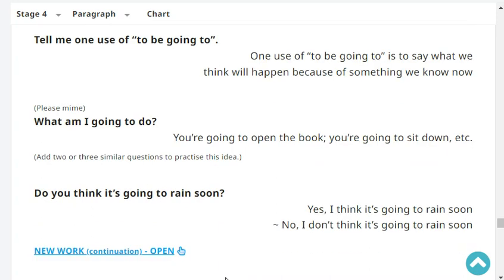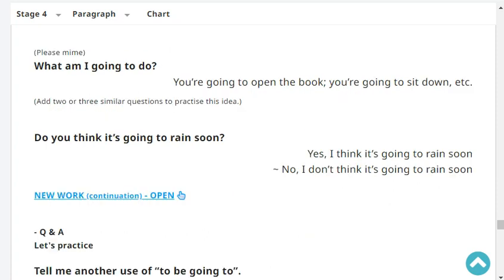What am I going to do? You're going to open your book. Very good. Do you think it's going to rain soon? Yes or no? No, I don't think it's going to rain soon. Very good. Okay, so that's the end of our revision.